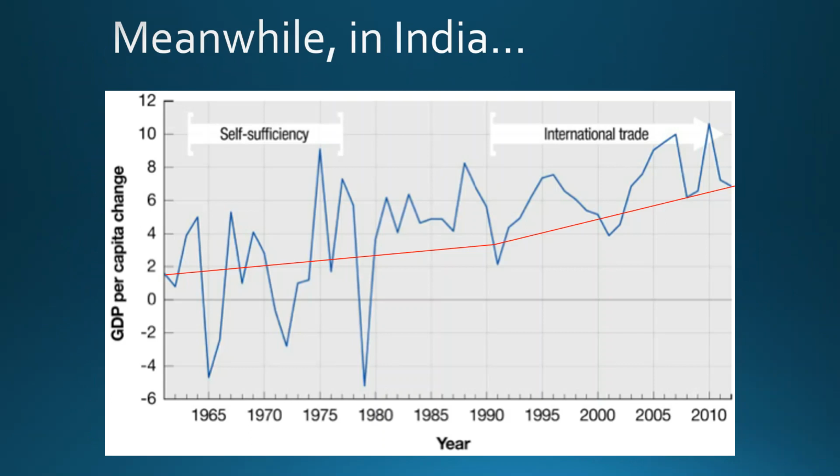And when we go back to that self-sufficiency versus international trade, this is India. India did see an overall increase if you look at that red line during self-sufficiency, but there's a ton of instability that's happening there. As opposed to through international trade, you can see this is the global economic collapse that happened in 2008, which affected everybody. But you can see that India has fared better through an international trade model. So again, these things aren't necessarily mutually exclusive.